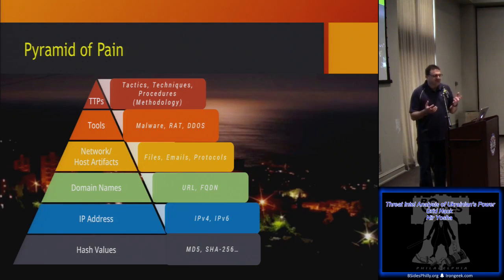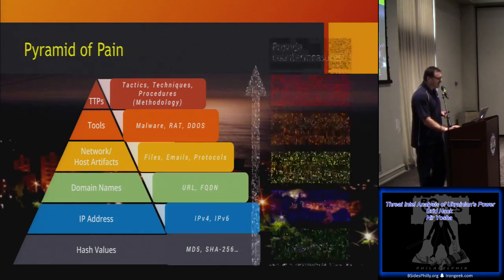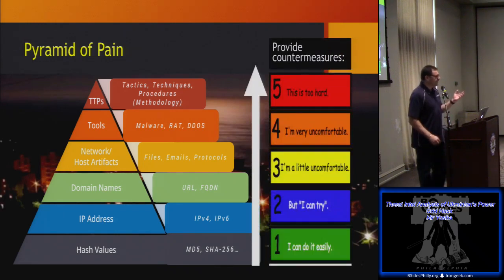Those are trying to identify the adversaries. Who are they? What are their motivations? What's the methodology and what's the mode of operation? Now, the reason it's called pyramid of pain is because the higher you go on this pyramid, the harder it is to provide countermeasures. So, for example, hash values, it's relatively easy to block today using endpoints. You can create signatures for a specific MD5.